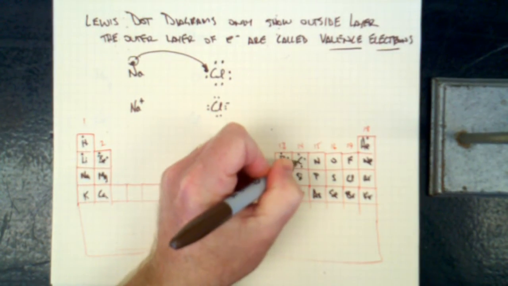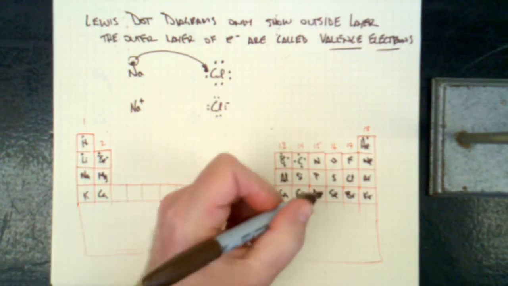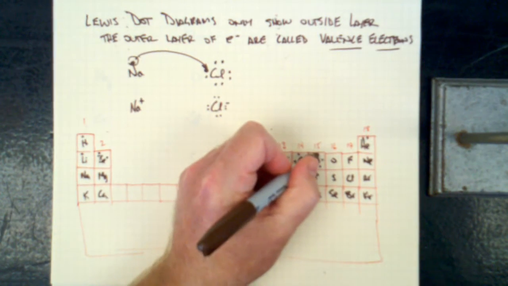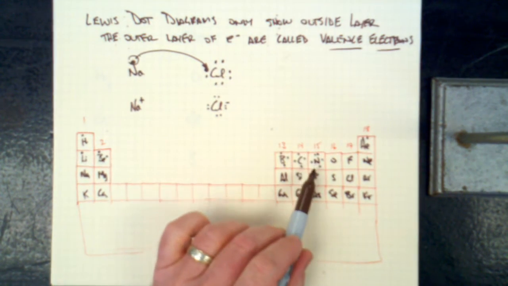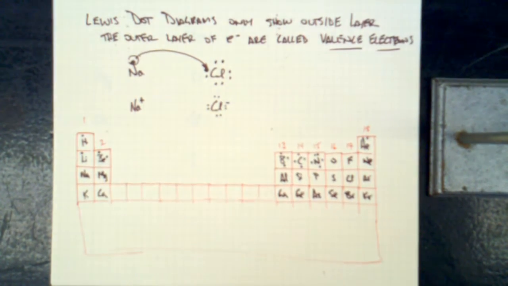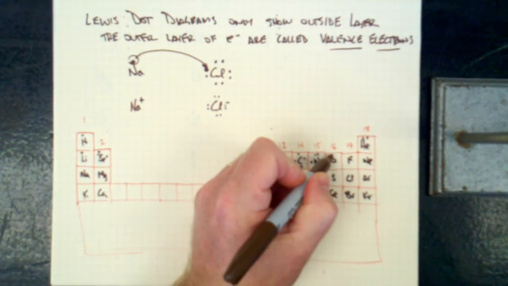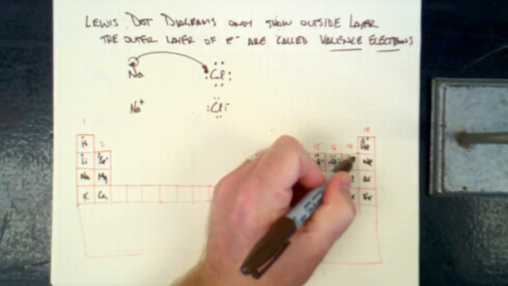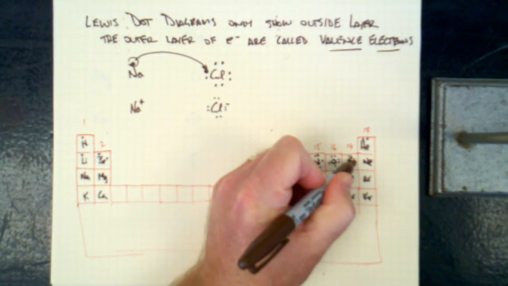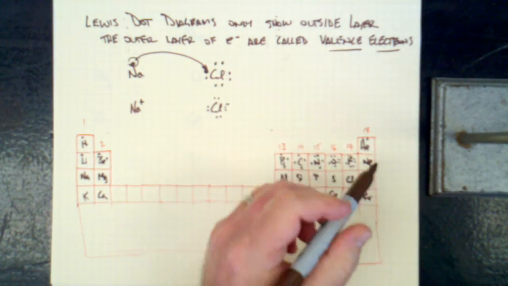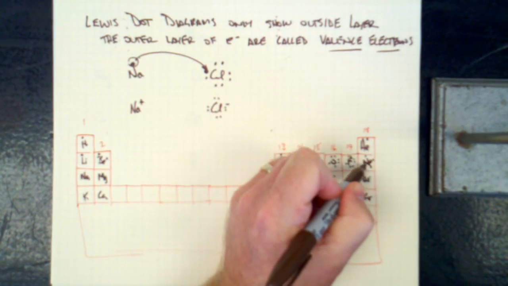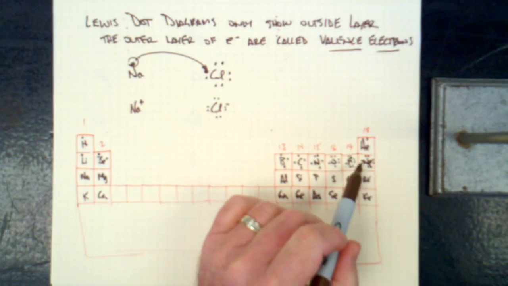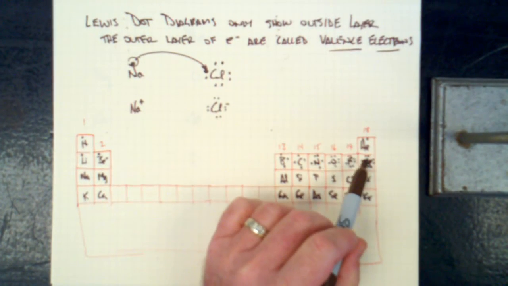1, 2, 3, 4. Nitrogen, 1, 2, 3, 4, and then we add another one, a 5th one. Notice how I put 1 dot on each side before I start pairing them together. Oxygen has 6. Fluorine has 7. That's got an open one there. So neon must have 8. Yes, it must have 8, so this fills up that layer. So we've got to start a new layer.